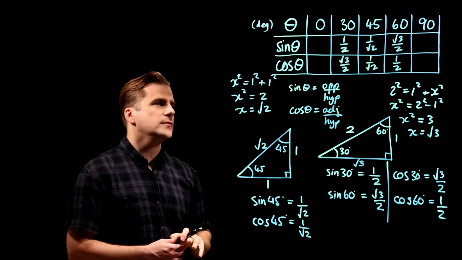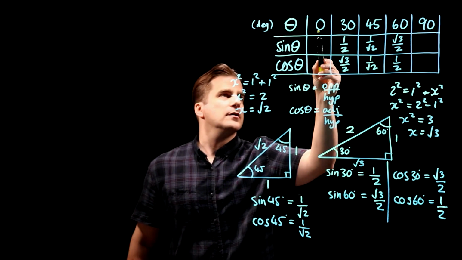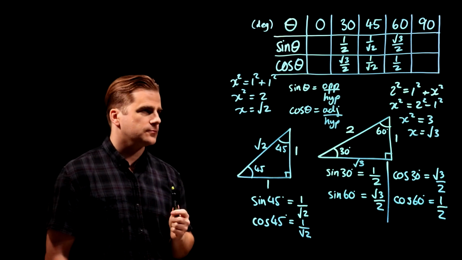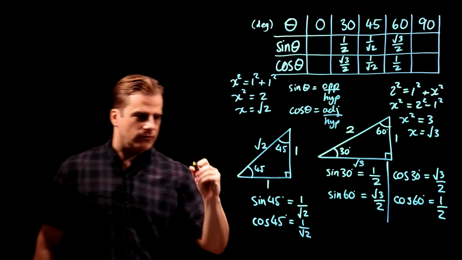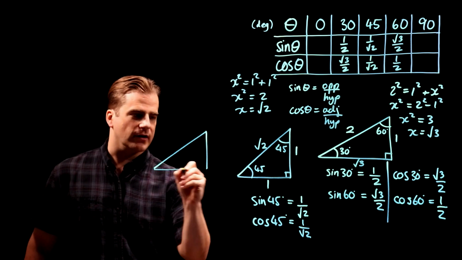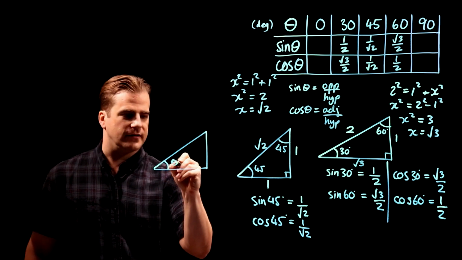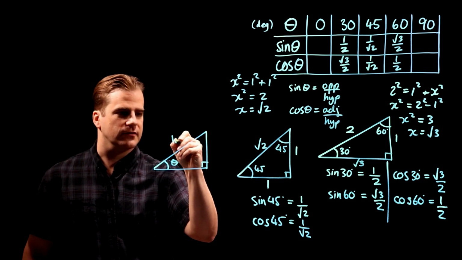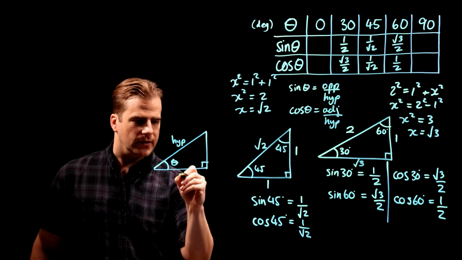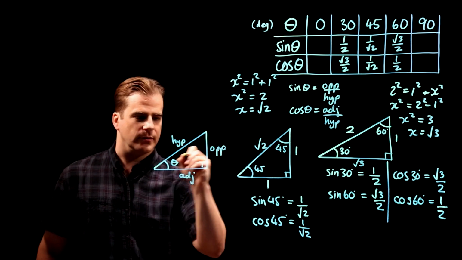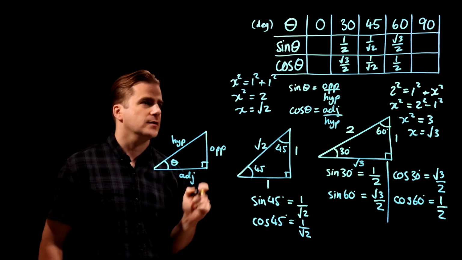Right, what about when theta is 0? I'll draw another triangle for this. So let's just take any right angle triangle. Theta there. So we've got the hypotenuse, the adjacent, and the opposite. We don't know what theta is in this case.